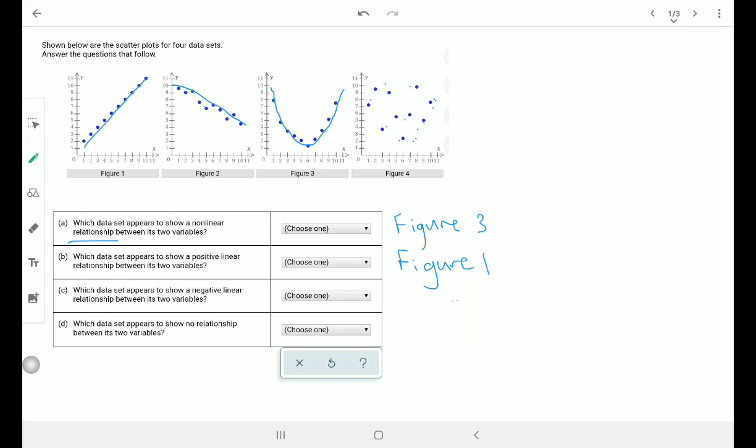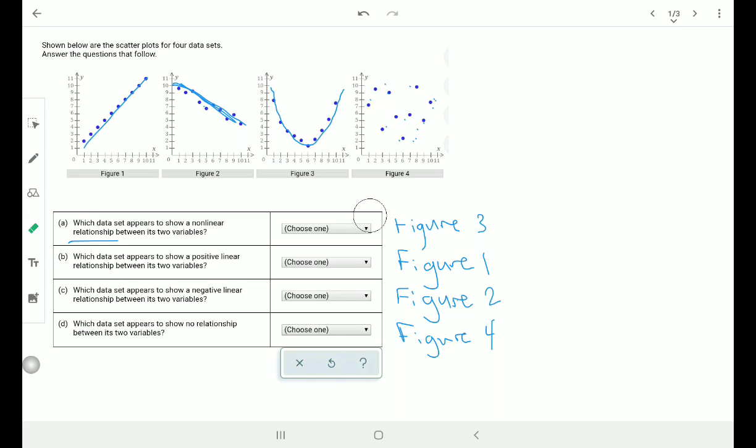Part C says, which data set shows a negative linear relationship? So from left to right, it should be going down, and that would be figure 2, because in figure 2, it is going downwards from left to right. And part D, which data set shows no relationship? And like we said before, that's figure 4, because those points are just kind of random on there. There's no relationship between our two values. We can't figure out what's going on. Okay, so I hope that was helpful on question 3.